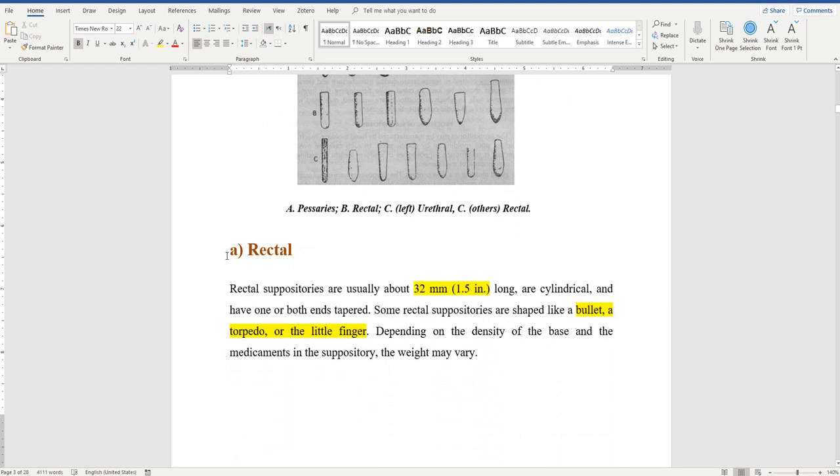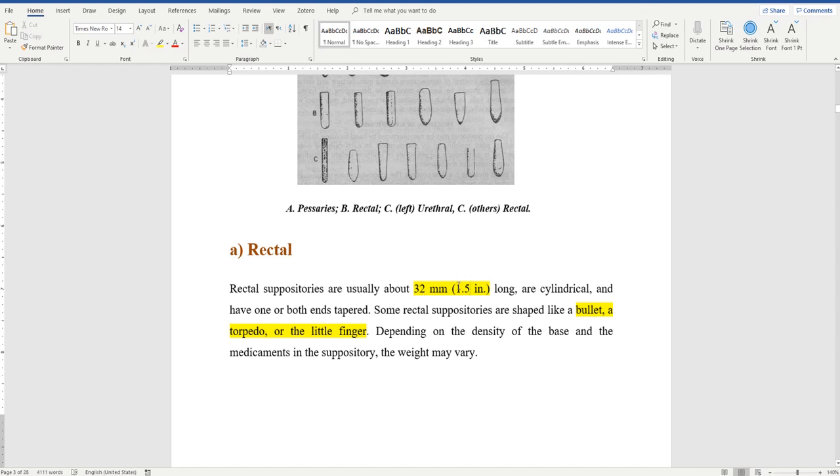Now, first we will talk about rectal administration of suppositories. When administering suppositories rectally to adults, usually the size is about 32 millimeters, let's say about 1.5 inch, but of course 1.5 inch is more than 32 millimeters.